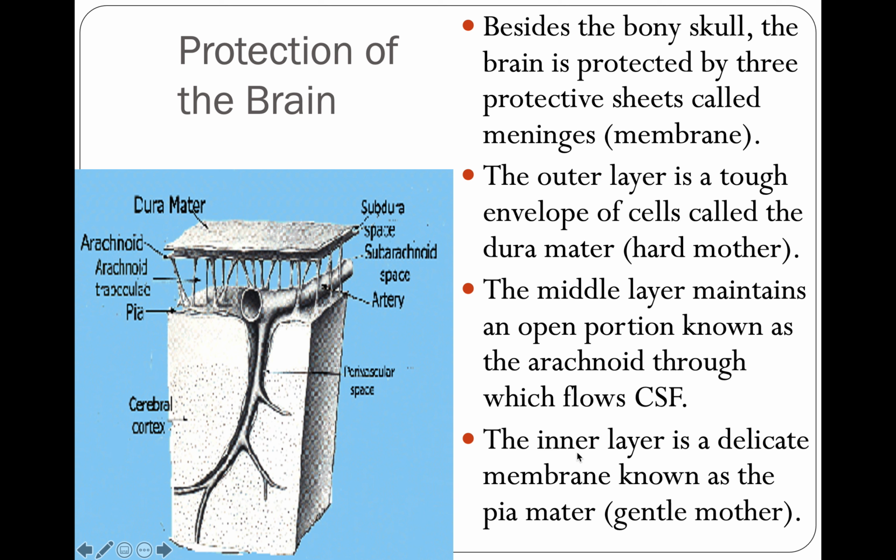With meningitis, it's the gentle mother, the pia mater, that becomes infected. The human immune system is quite amazing. Very rarely will anything get into your brain, but if a bacteria happens to get into your brain, it can kill you fairly quickly. One of the reasons is that if the pia mater swells up, it can damage your brain.